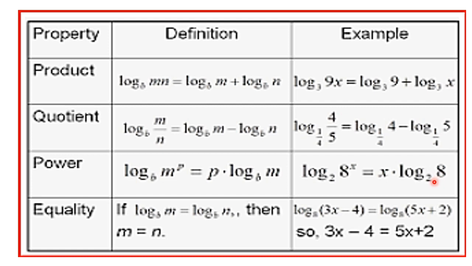And equality, if log of m to the base b is equal to log of n to the base b, then m is equal to n. Example, the logarithm of 3x minus 4 to the base a is equal to the logarithm of the quantity 5x plus 2 to the base a. Therefore, 3x minus 4 is equal to 5x plus 2.